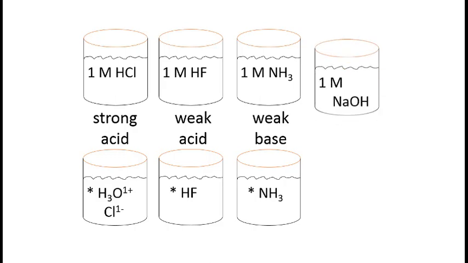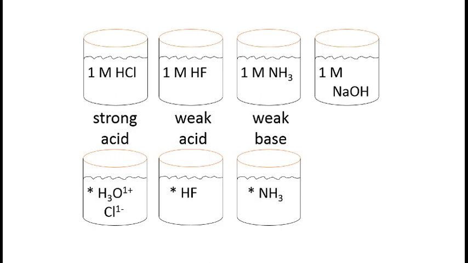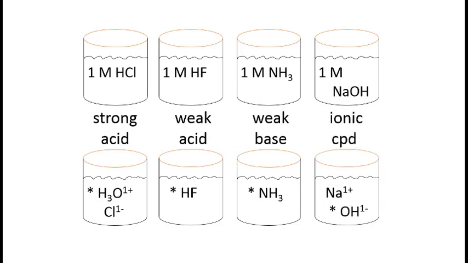Finally, what about a beaker that's labeled 1 molar NaOH? We don't need to go to the acid-base chart on this one, since we recognize this right away as an ionic compound. Therefore, the primary species in solution are sodium ion and hydroxide ion, with hydroxide being the primary basic species.